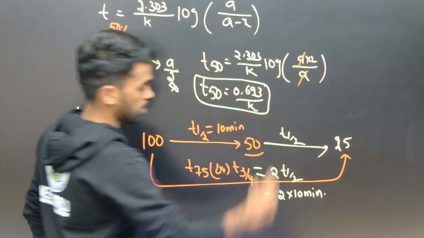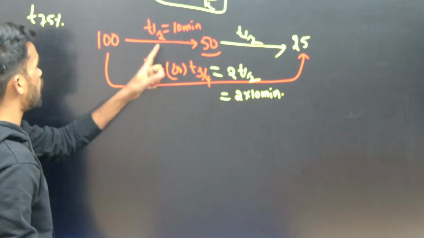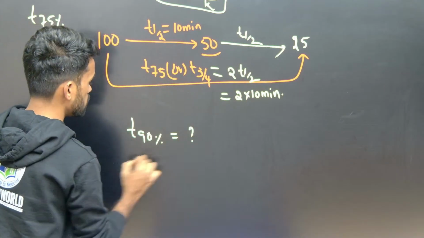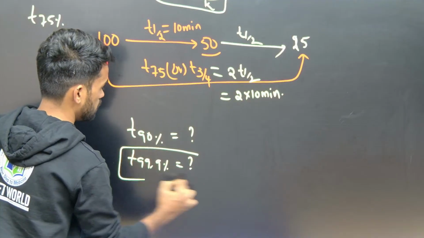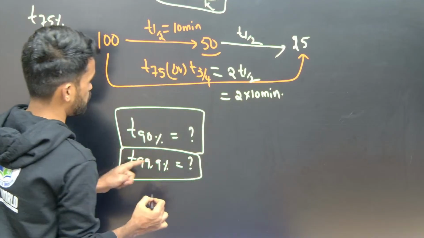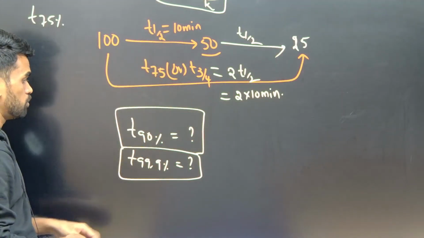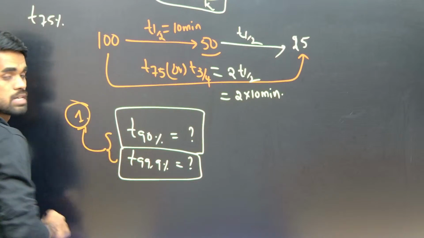Like this they will ask. And they will ask other relations by giving t half at some time, and asking what is t90%, or what is t99.9%. So just substitute these percentages in the formula and you will get some relation between the two. If you are unable to get this, just look at the first video of this chemical kinetics discussion.